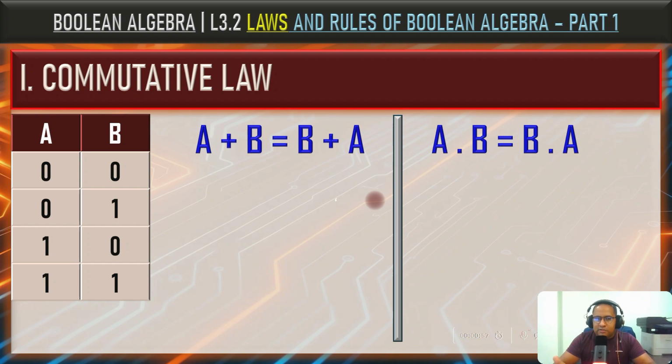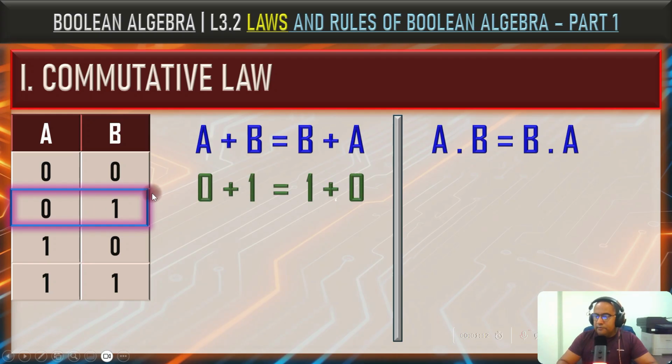Let's test some possible combinations of A and B. For example, let's assign 0 to the variable A and 1 to the variable B. So according to the pattern of Boolean addition, 0 plus 1 equals 1, and 1 plus 0 equals 1. So as you can see, we reach the same results for both sides. Okay? And the same thing happens to Boolean multiplication.